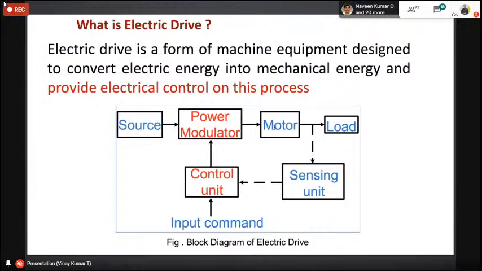Otherwise, if the load required power is 10 kilowatts, the motor capacity should be more than 10 kilowatts. With respect to power also, we can decide, right? So here, if the motor capacity is 10 kilowatts, the power electronic module capacity also you need to take more than 10 kilowatts. Next, one more important thing is this control unit.